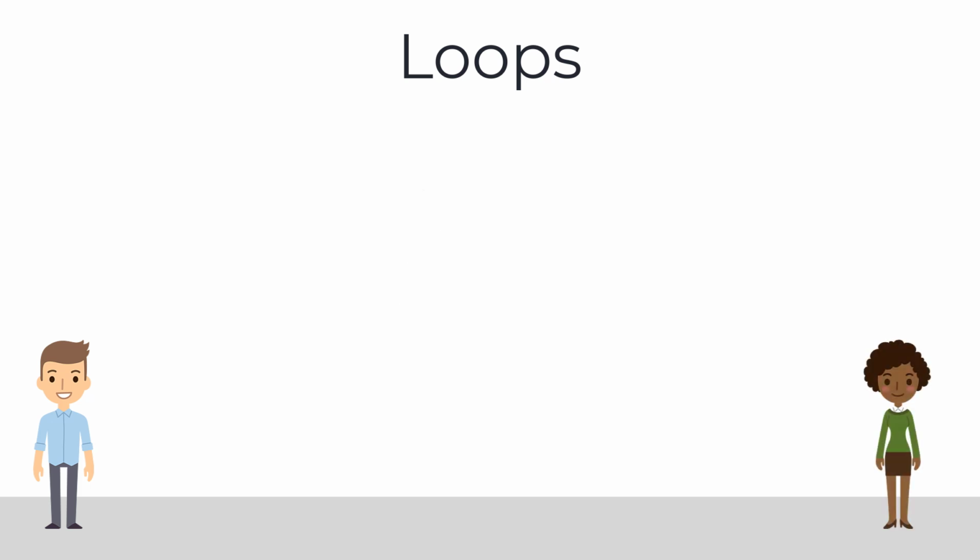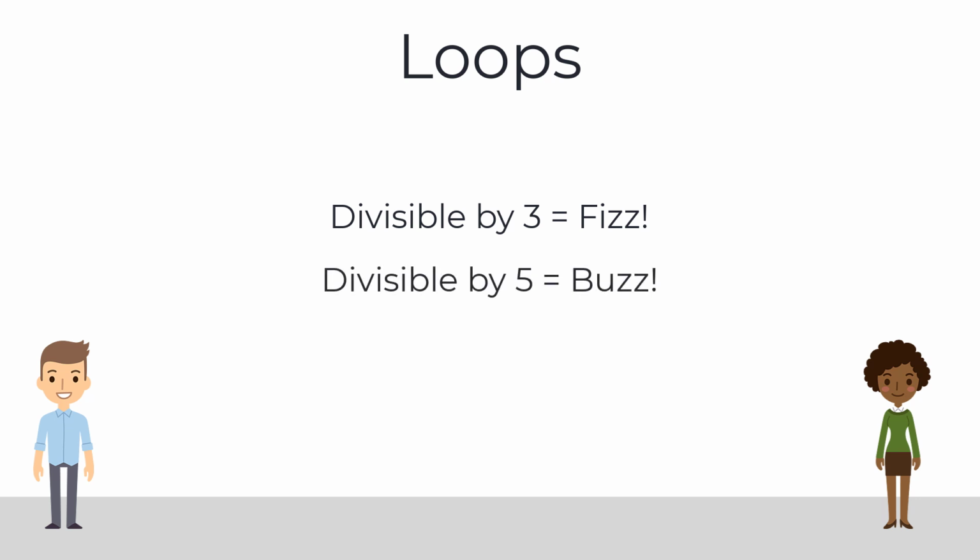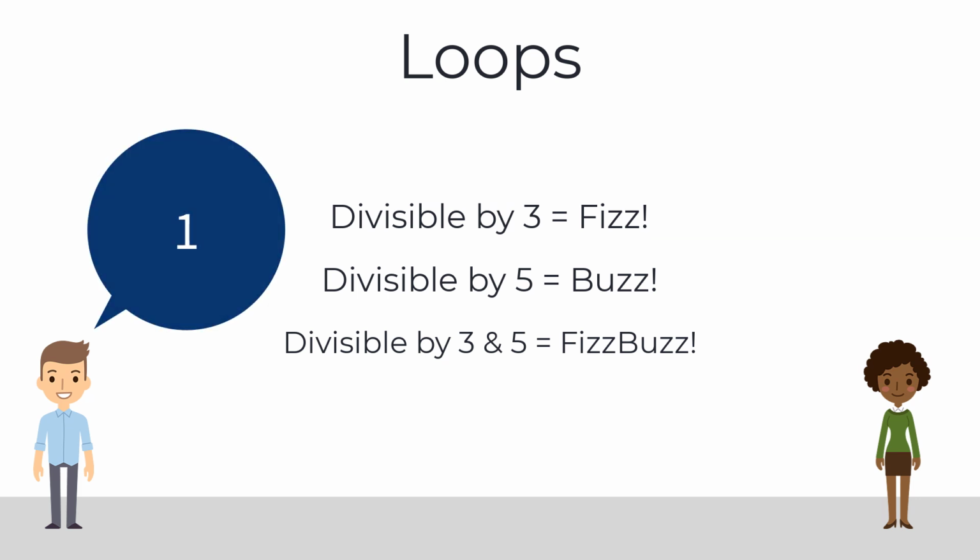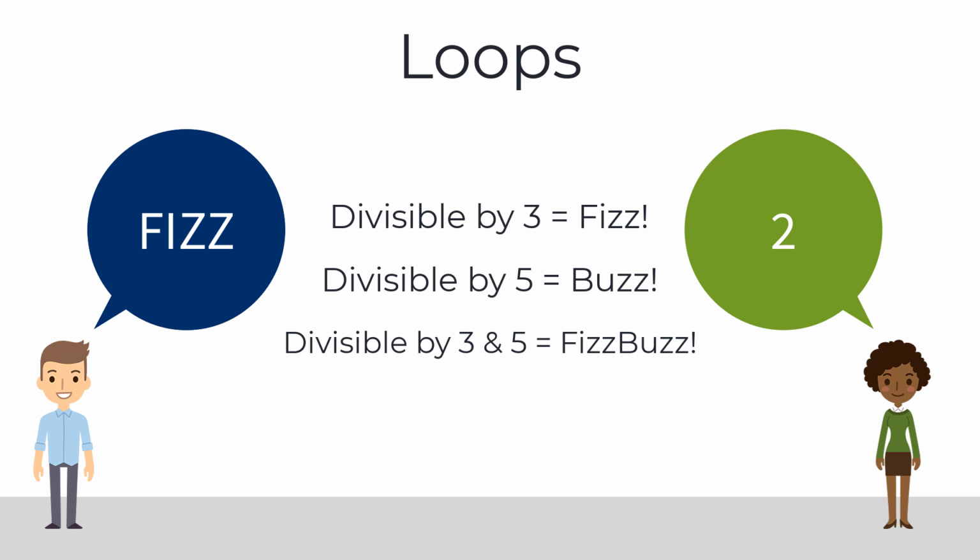Well, we count from 1, and every time we hit a number that is divisible by 3, we say the word fizz. Every time we hit a number that is divisible by 5, we say buzz. And if the number is divisible by both 3 and 5, we say FizzBuzz. So it would go something like 1, 2, fizz, 4, buzz, fizz, 7, 8, and so on.